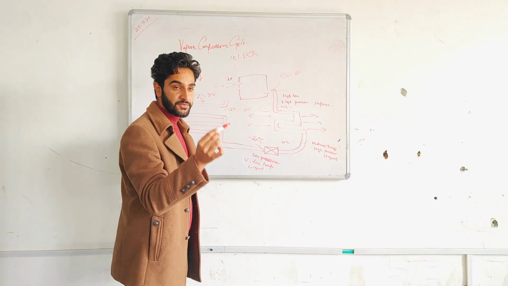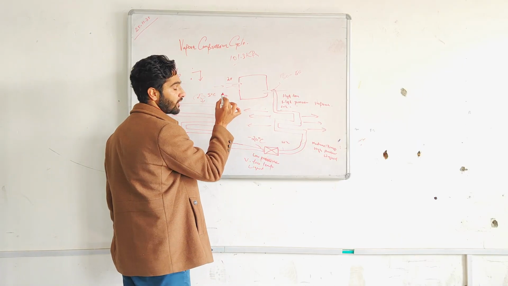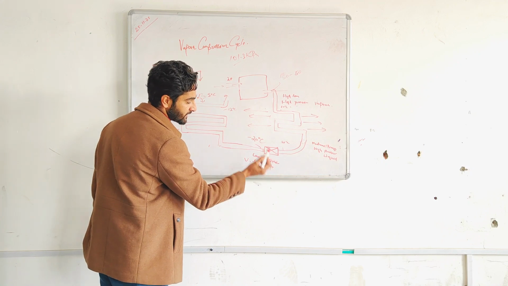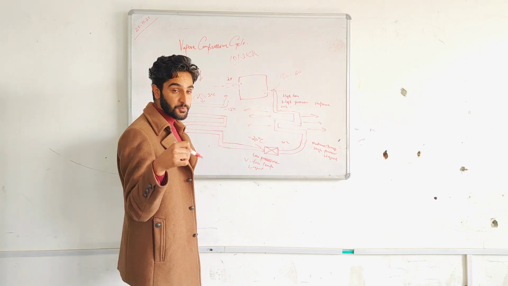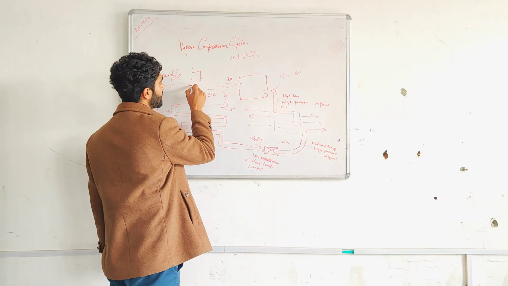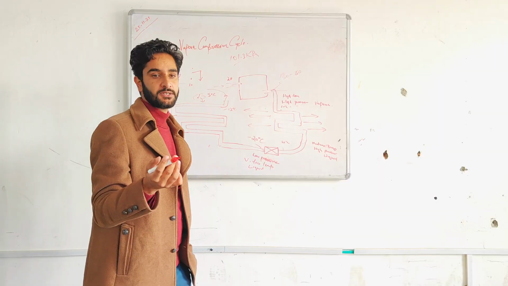So the refrigerant will start evaporating. The input to the evaporator was low pressure, very low temperature, liquid. Now what will be the output from the evaporator? Vapor. It will be low pressure because it doesn't affect the pressure that much.